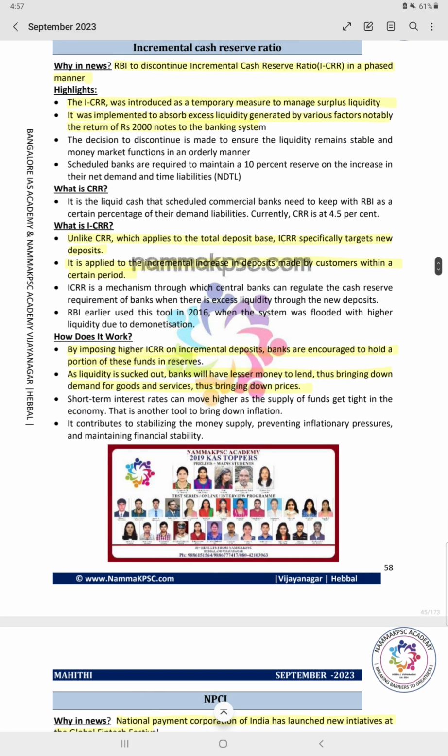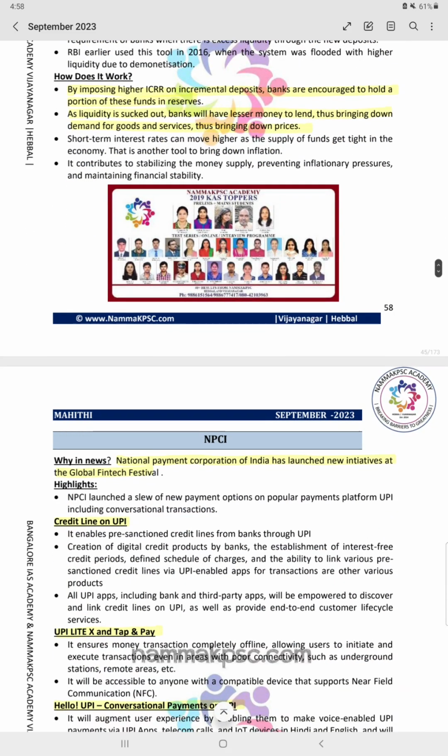And this also has some kind of impact on the economy, same as that of the CRR, because as the liquidity is being sucked out, there will be lesser money to lend, thus the interest rates will go high, and people cannot borrow much, so the prices fall down, such things happen.